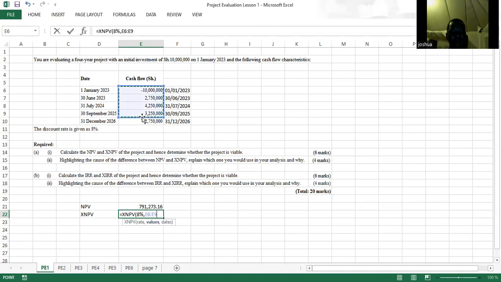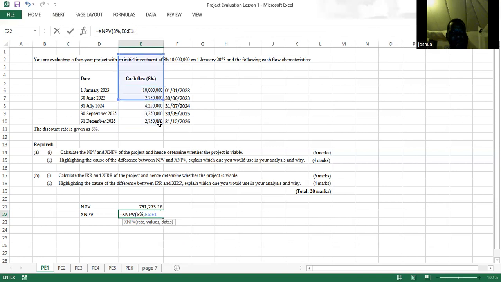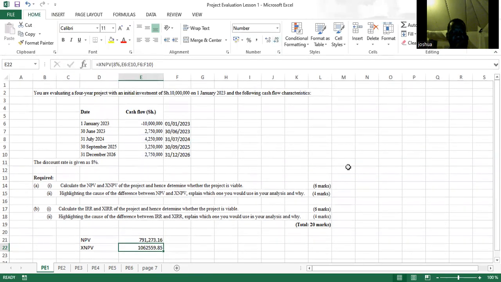comma, and then we've been asked for the... Sorry, I've not taken the full one. Then you put a comma, then the dates. You just take the dates. There you find it. You see the XNPV is greater than NPV.